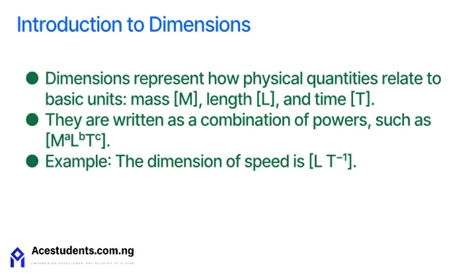Dimensions show how a physical quantity depends on the basic units of mass, length, and time. They are written as powers of M, L, and T. For example, speed has the dimension LT raised to the power -1.